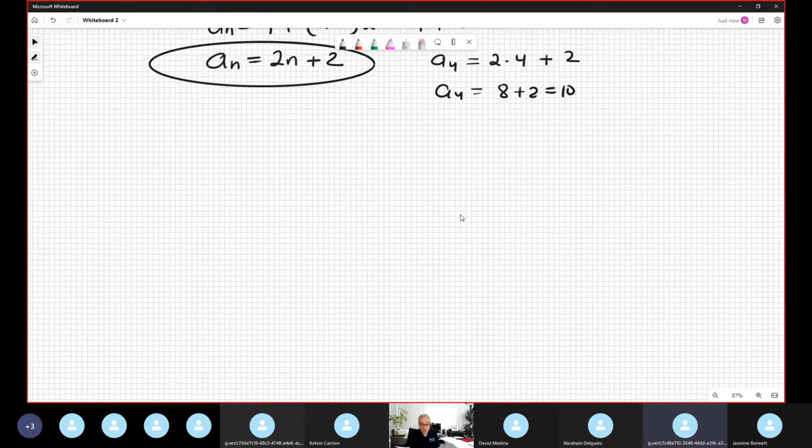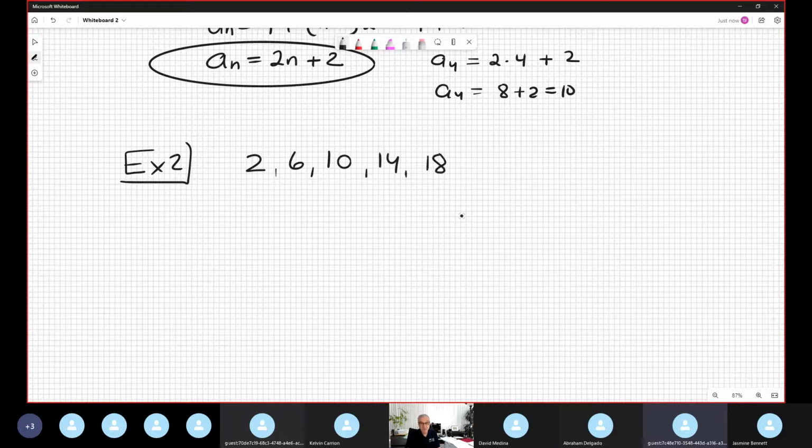One more example. This is example 2. Suppose 2, 6, 10, 14, 18, and this continues forever. And the question is: find the formula A sub n, and also A in position 41.